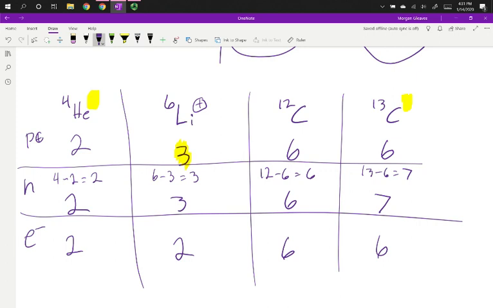Alright, I'm going to break this video, but that is the introduction to reading an atomic symbol, recognizing the parts that make up an atom, and being able to identify how many of each part there are.